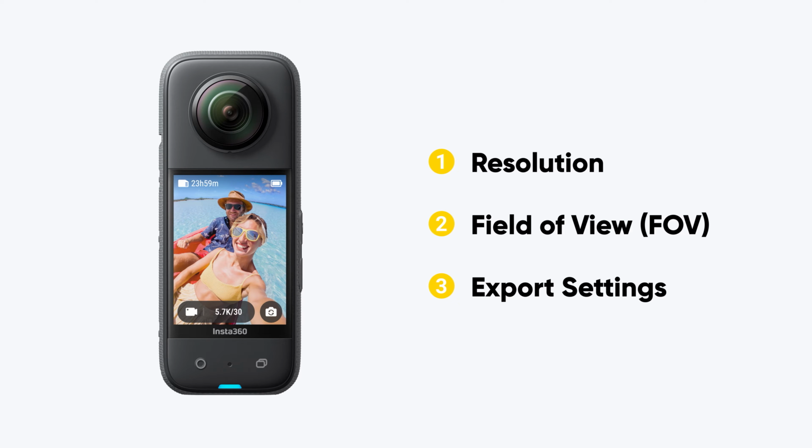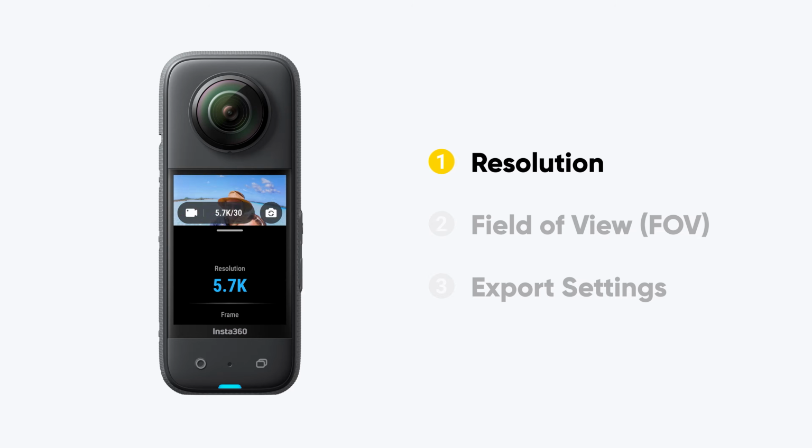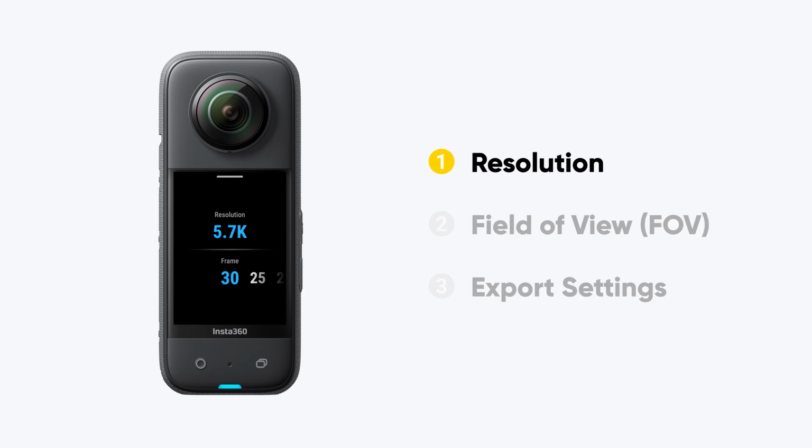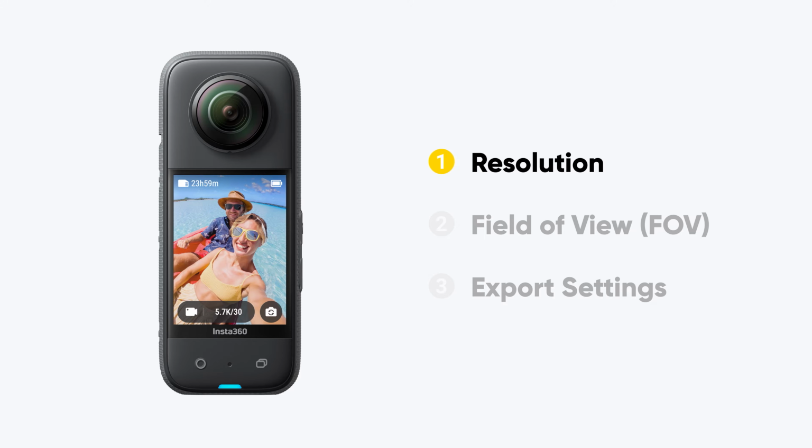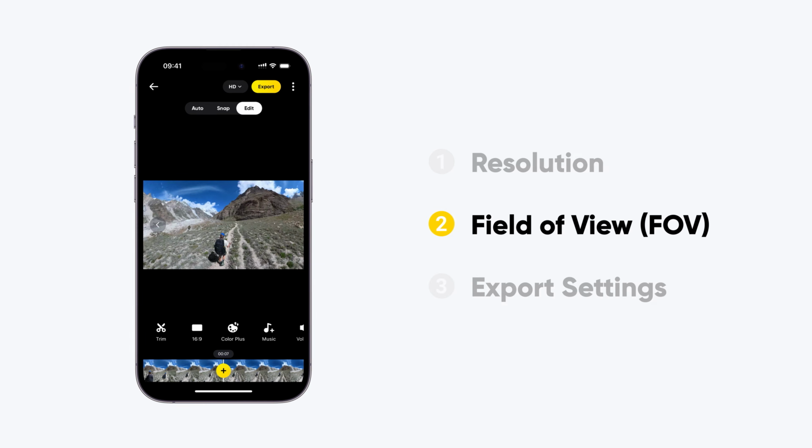So, here are 3 tips to improve your 360 videos. Make sure you shoot in the highest possible resolution for your camera. For example, this would be 5.7K using Insta360 X3. Choose a wider FOV.